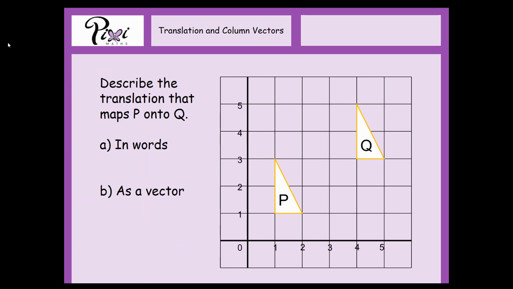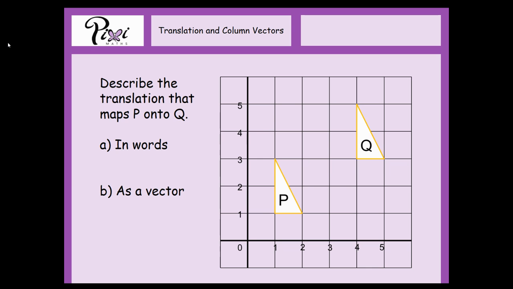Right, if you want to give this question a go, first of all, think about how you would describe the translation that maps P onto Q. It is important that you're reading where you're going from or where you're going to in words, and then as a column vector, and then hit play when you're ready for me to go through it with you.